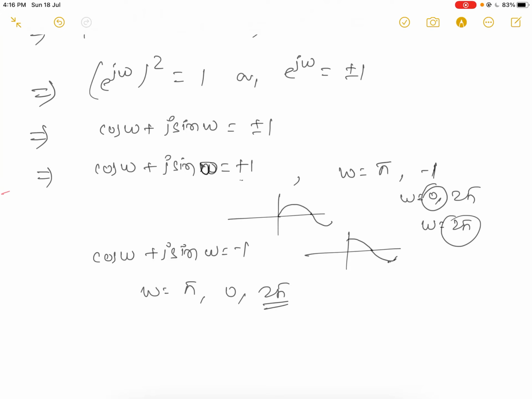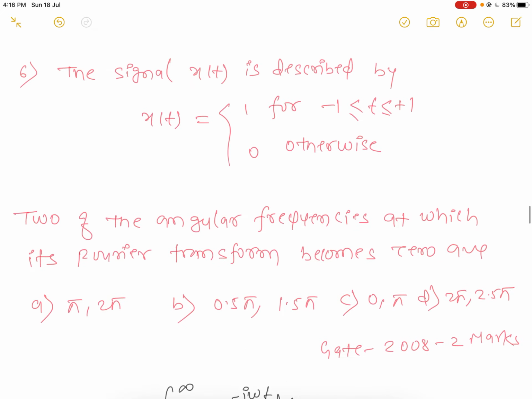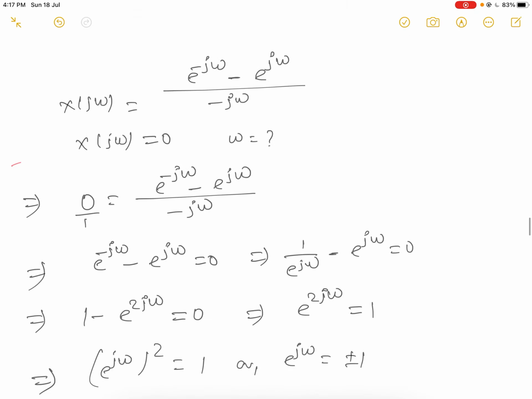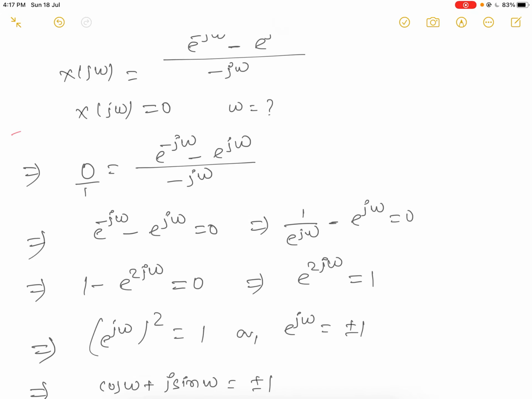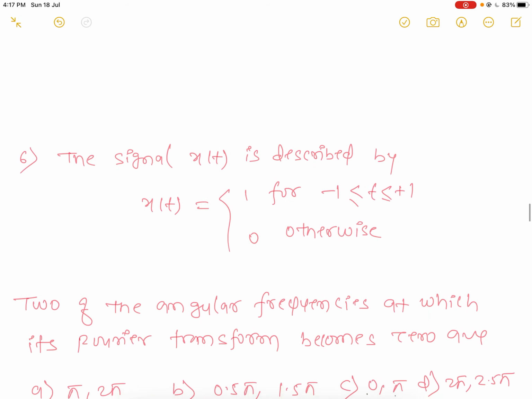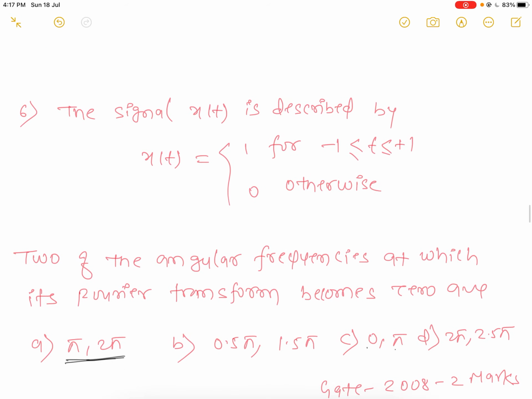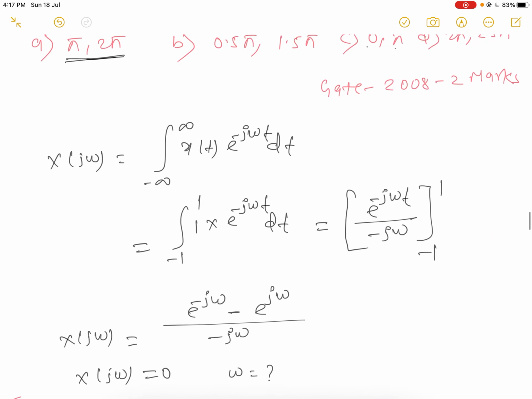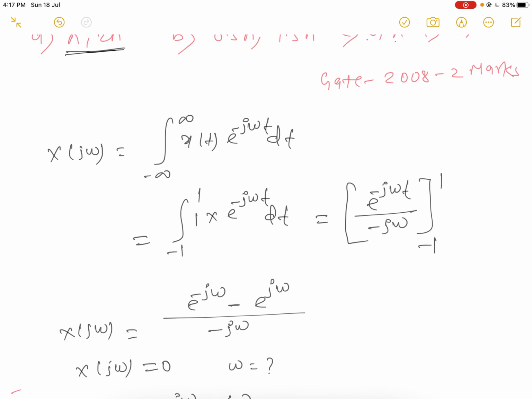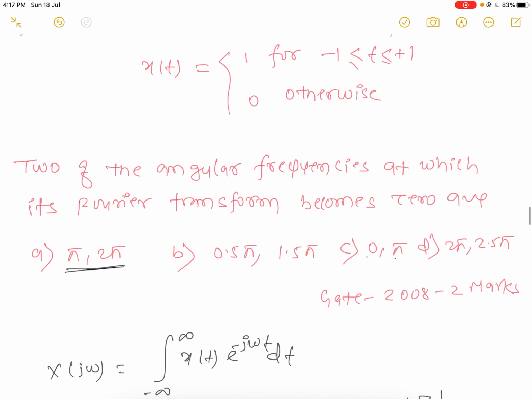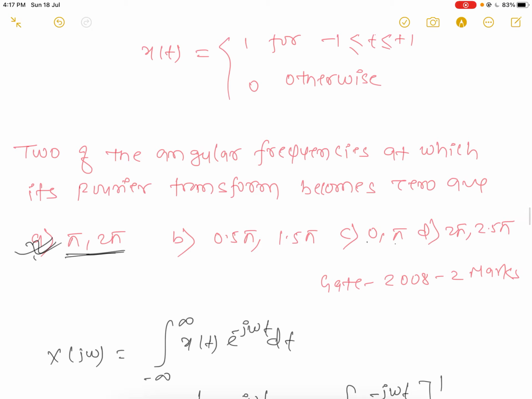We have to select two frequencies. Check the options to see which is suitable. So pi and 2 pi is suitable, because 0 is not suitable with respect to 0 pi given, 0 and pi is given. Consider pi and 2 pi. Okay, so option A will be the right answer. Option A will be the right answer.